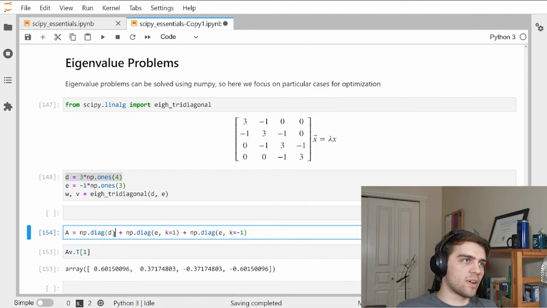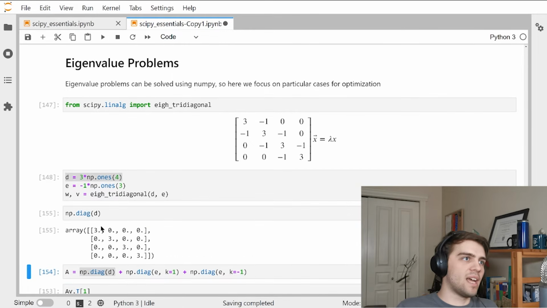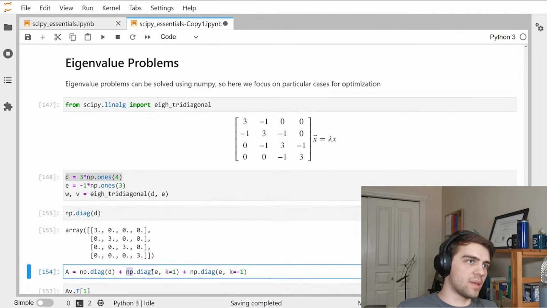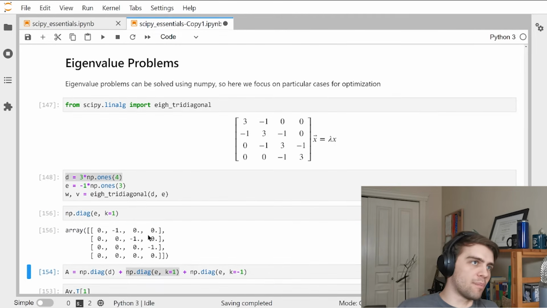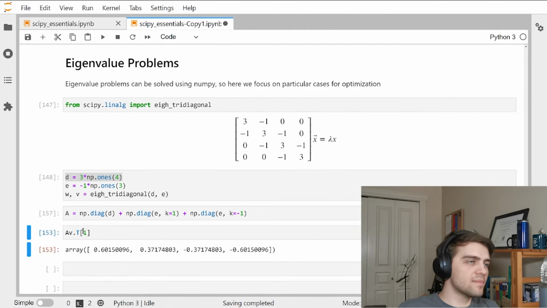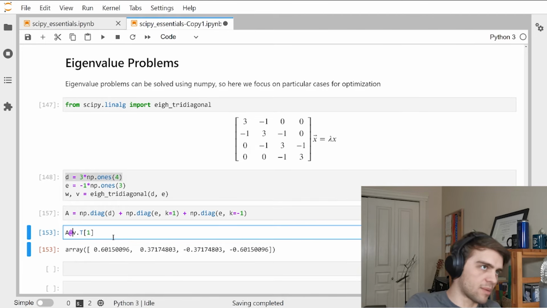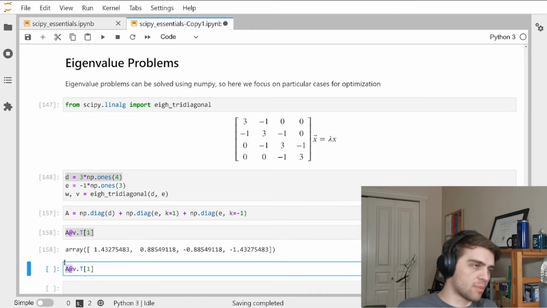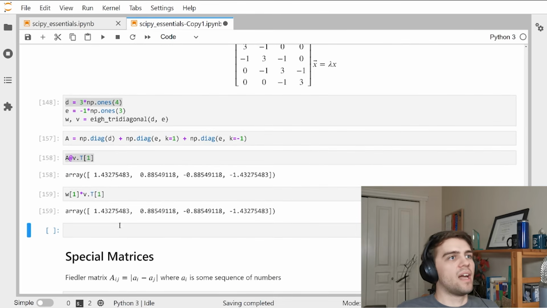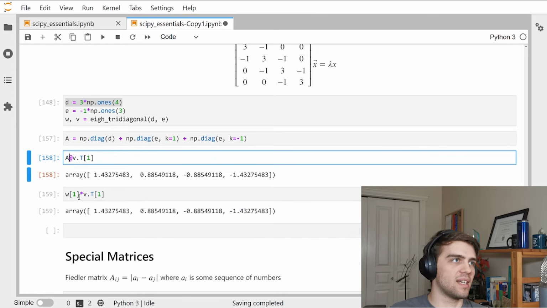So for example, I'll show you what I mean. If I go np.diag(d), it puts 3's on the main diagonal. If I go np.diag(e, 1), it will take this vector and put it one above the main diagonal. And then I can add these all together to get A. And I can check the eigenvectors are indeed the right ones. A at vt[1] should be equal to, by definition for the eigenvalue problem, omega 1 times vt[1]. And I indeed get the same result, meaning that omega 1 is indeed an eigenvalue of A for this particular vector.